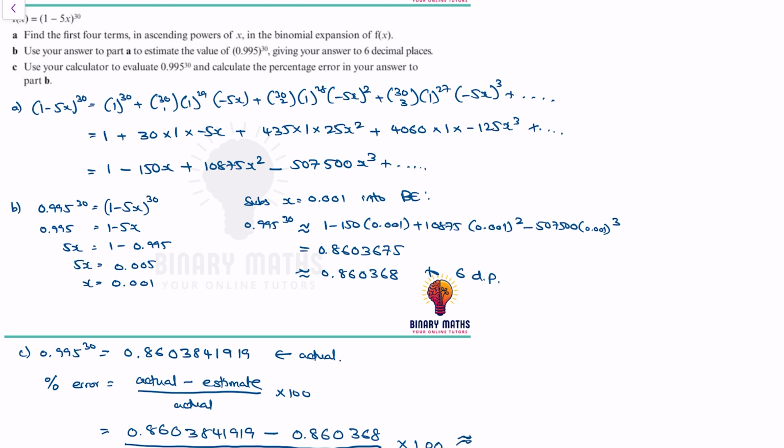Which gives me an answer of approximately, because remember the actual answer is an approximate, which is equal to 0.00188. So if I round it, it's approximately 0.0019%. So it's a very small percentage error. So the binomial expansion is actually a good approximation for this.